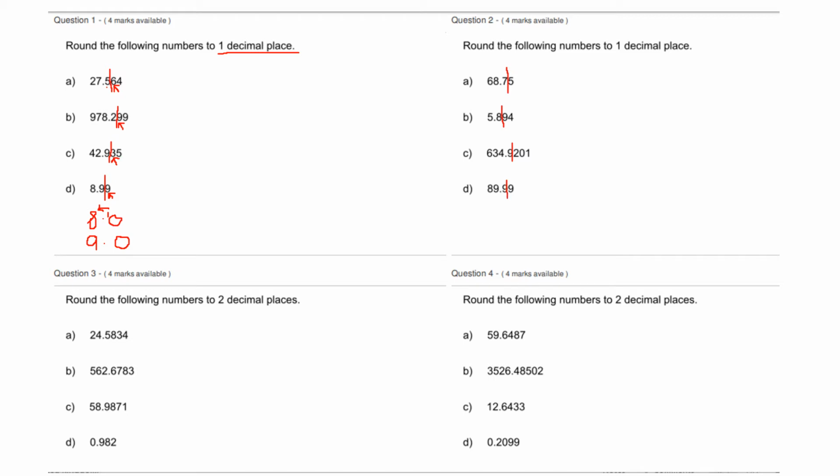Question 3, these work exactly the same, except this time it's to 2 decimal places. Okay, so you need to count 2 digits after the decimal. It's still the same procedure. You're still going to look to the digit on the right to decide what you're going to do with the digit on the left. Same thing again here, these are to 2 decimal places.